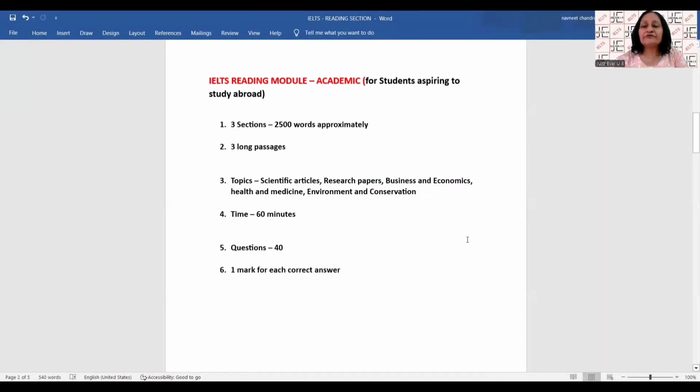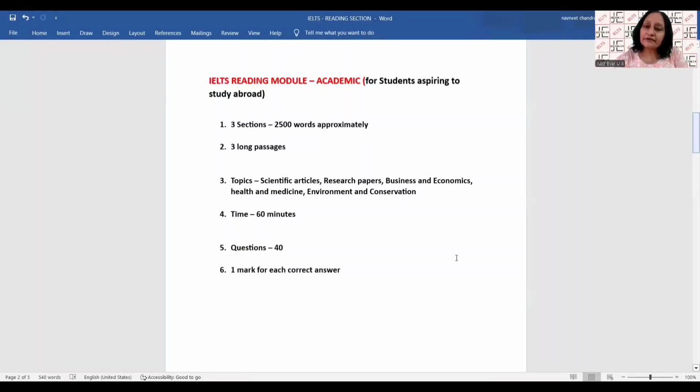Okay, now we come to IELTS reading module academic. This is for students aspiring to go abroad and study. So again, 3 sections, approximately 2,500 words, 3 long passages. Topics can be science related or some research or business or environment, medicine, health, conservation, and many more. Time, again the same, 60 minutes, 40 questions, and 1 mark for each correct answer. So this is the format for the 2 modules.